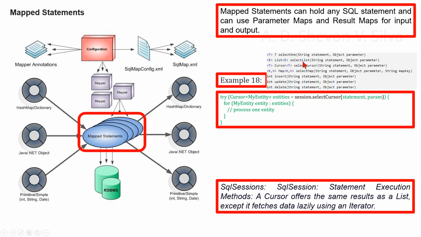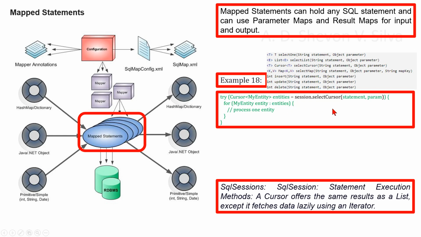The selectMap is a special case in that it is designed to convert a list result into a map based on one of the properties in the resulting object. Because not all statements require a parameter, these methods are overloaded with versions that do not require a parameter object. The value returned by insert, update, and delete methods indicates the number of rows affected by the statement. Cursor offers the same results as a list. It fetches data lazily using an iterator.